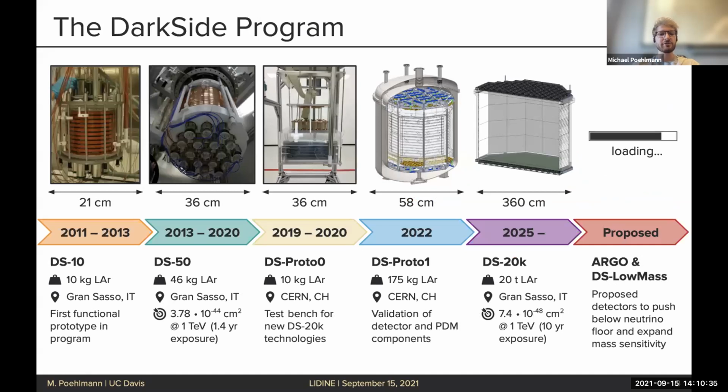So first, here's an overview of the detectors of the DarkSide program. The first physics detector of the program was DarkSide 50, which started taking data in 2013. And after 5 years of data collection, set world-leading limits on dark matter interaction cross-sections. These have subsequently been improved upon by other experiments, but we are currently analyzing more data to set those limits. So stay tuned for that. The next generation experiment is DarkSide 20K. And this is projected to start taking data in 2025.